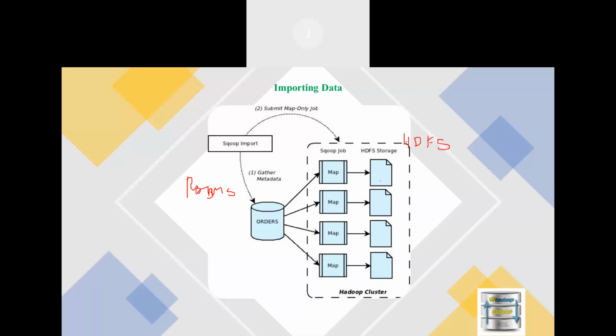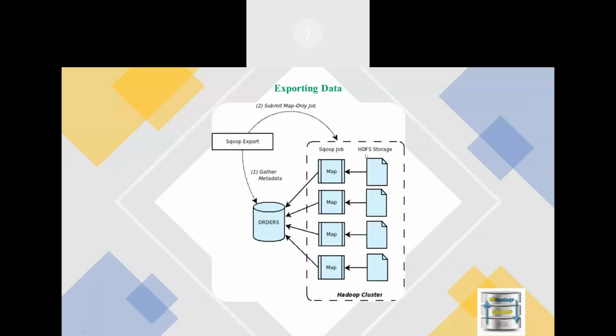And the other way, exporting data back to the RDBMS, is the same way: the HDFS information will be sent to the mapper job, which is a Sqoop job that will collect all the information together, and it will also check the metadata in order to store it in our RDBMS. I think that is all.